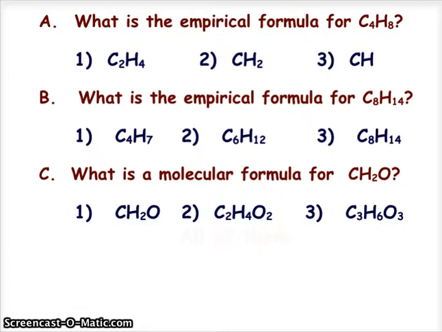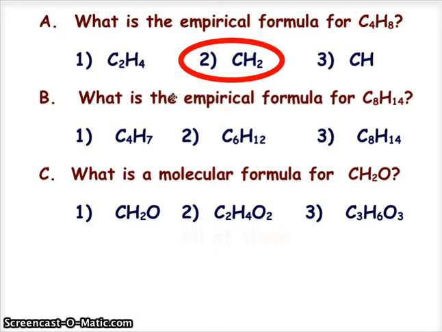What is the empirical formula for C4H8? Which answer would you choose? C2H4, CH2, or CH? Well, in this case, we would be looking at CH2 because we are going to reduce the 4 and 8 by dividing by 4, giving us a simplified empirical formula of CH2.